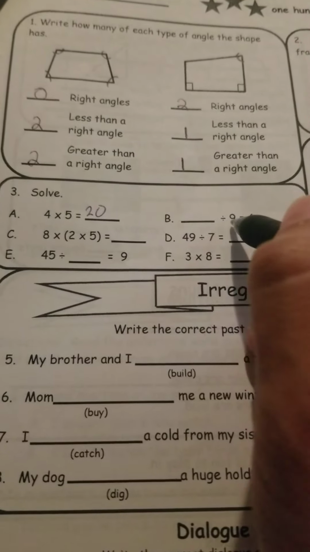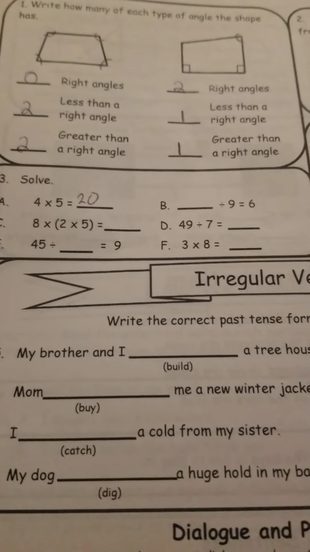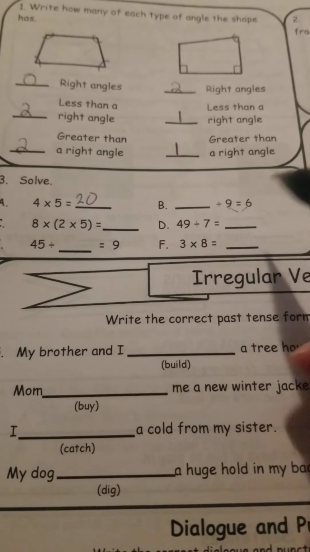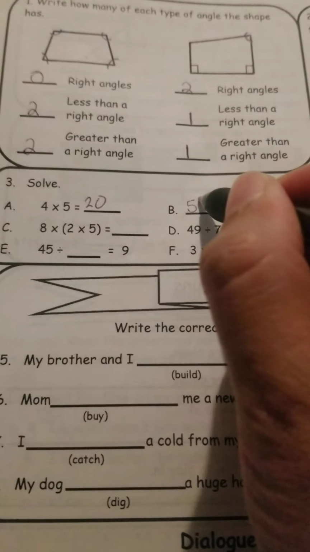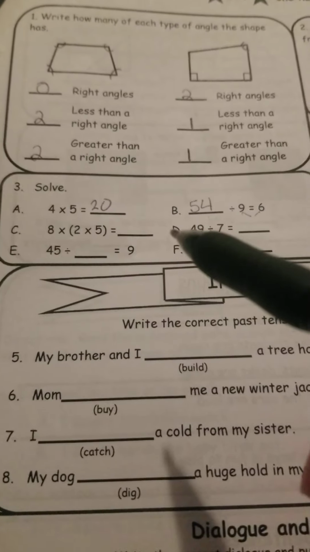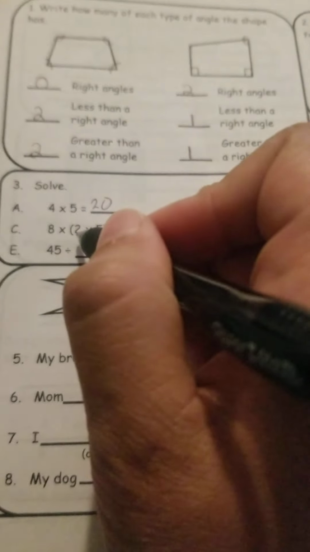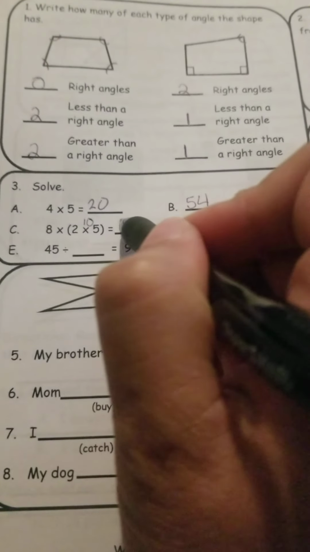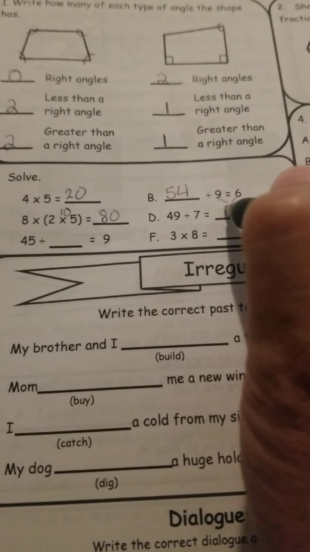A number divided by 9 equals 6. Remember, division and multiplication are opposites, so what you can do, you can multiply 9 times 6, and that is 54. So I know 54 divided by 9 equals 6. Anytime you see parentheses, you have to do that first. So 2 times 5 is 10. Then 8 times 10 is 80. 49 divided by 7 is 7.